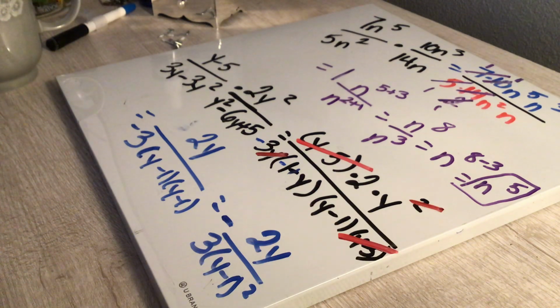Okay, so multiplying rational expressions, multiply across. You might need to do some factoring to simplify if possible. Okay, but just multiply across.